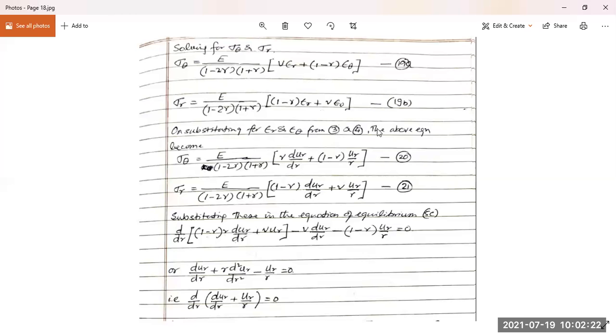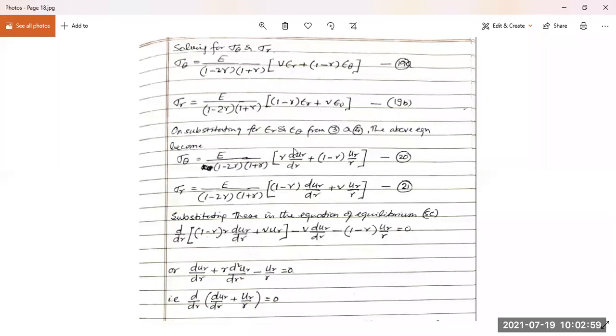So sigma r and sigma theta similarly, both are multiplied by E divided by (1 plus v)(1 minus 2v). Inside the bracket for sigma theta we have v into epsilon r, and 1 minus v into epsilon theta. So what we are having now, we can substitute for epsilon r and epsilon theta from equation 3, and the above equation will come.